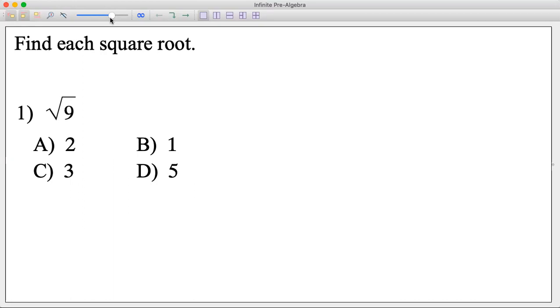On your resource card, you should put your perfect squares. The perfect squares that you need to remember are 4, 9, 16, 25, 36, 49, the first 16.